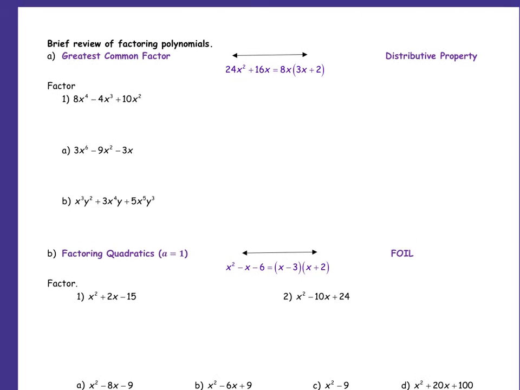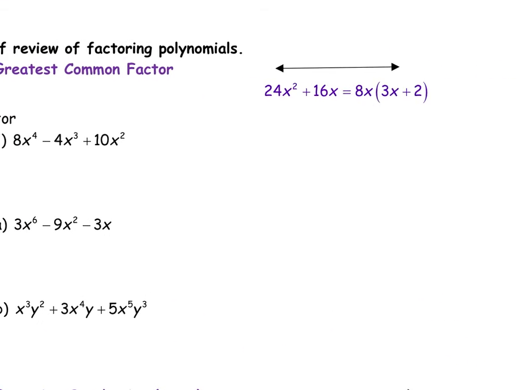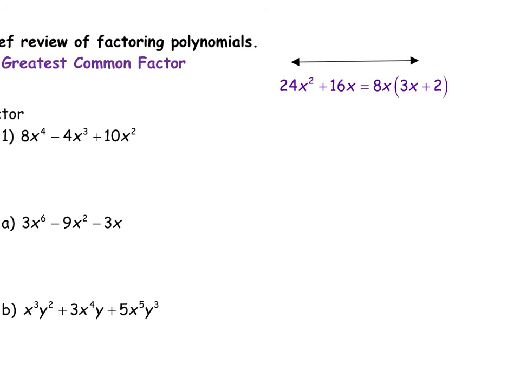So speaking of factors, we're going to be factoring today, and we're just going to do a real quick review of factoring. The first thing we can factor out is the greatest common factor, a factor that's in all terms, such as 24x squared plus 16x has an 8x in both terms. So I can factor out an 8x, and it leaves me with 3x plus 2.